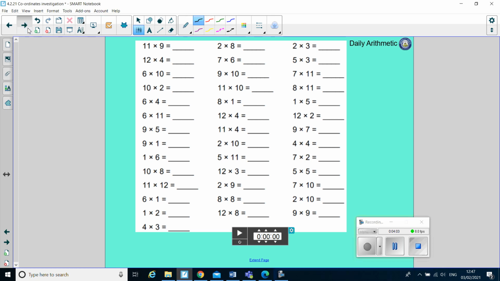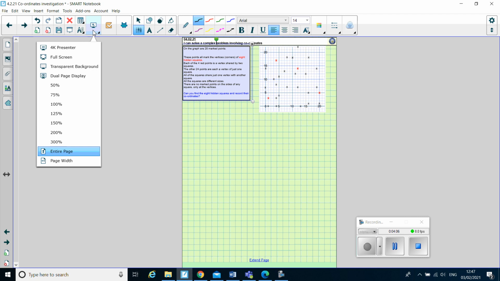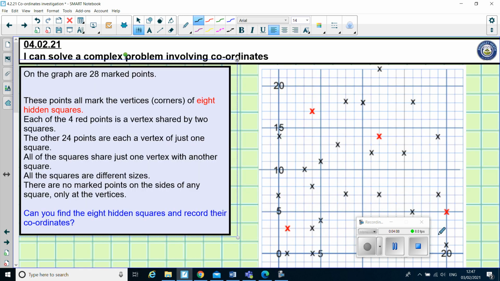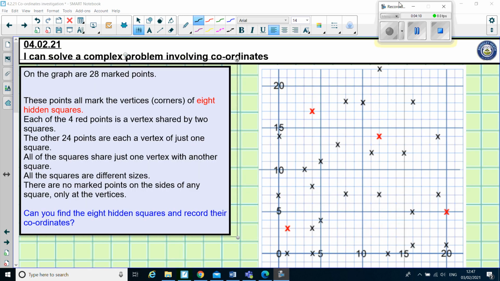Okay, I'm hoping you're doing all right this morning. Into the main part of our lesson then, and the investigation. I know I really enjoy planning these lessons. I hope you're really enjoying doing these investigation lessons too. Okay, what I can do is solve a complex problem involving coordinates.